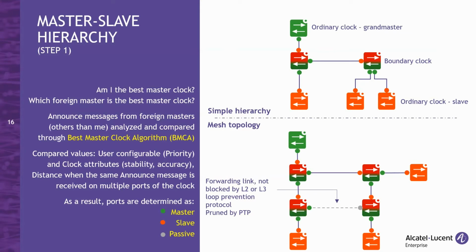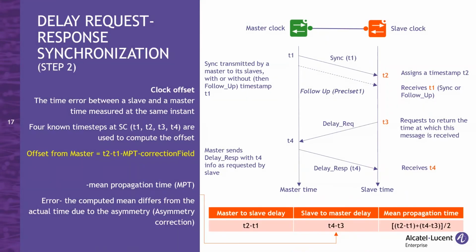As you can see on the diagram, more complex topologies could have physical loops through which data forwarding is not blocked by layer 2 or layer 3 loop prevention protocols. In that case, a clock could receive announced messages from the same foreign clock by 2 ports, and it is on PTP protocol to choose one that will become a slave port used for synchronization with the master, while the other ports will change to a passive state, meaning port is neither the master on that path nor will synchronize to a master. Once master-slave hierarchy is established, a synchronization can begin.